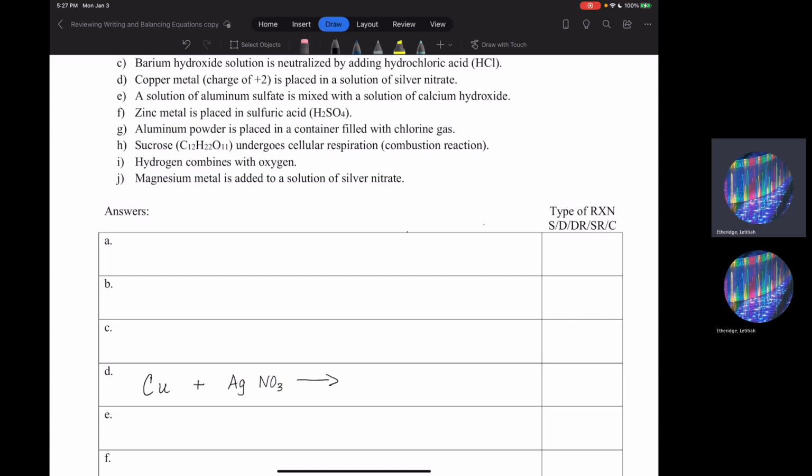Now, please remember, it is a single replacement reaction. In a single replacement reaction, you have to make sure that the reaction is going to happen. So in this case, you have to take a look at your reactivity series of metals and make sure that copper has a higher reactivity than silver. I'm going to tell you right now that it does, so the reaction is going to happen. On the other side, you are going to have copper nitrate, and now silver is going to be all by itself.